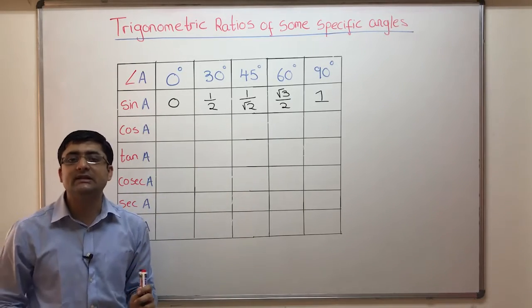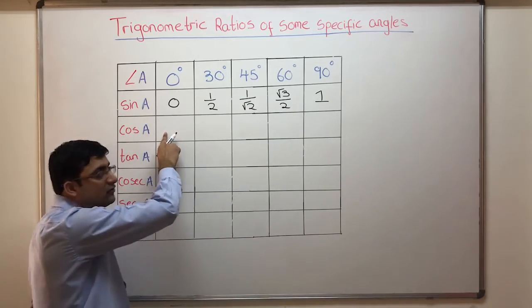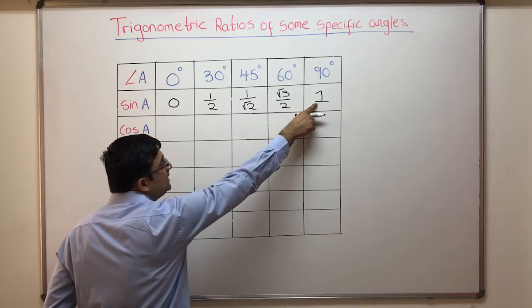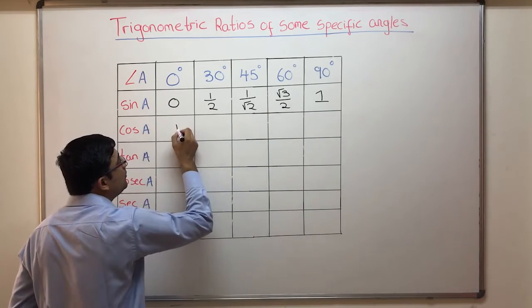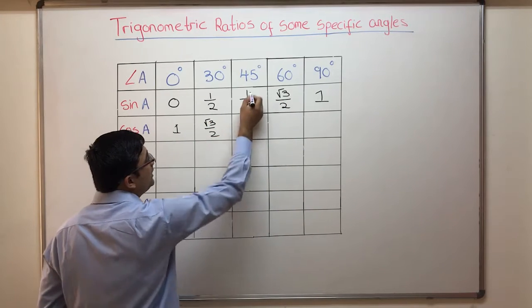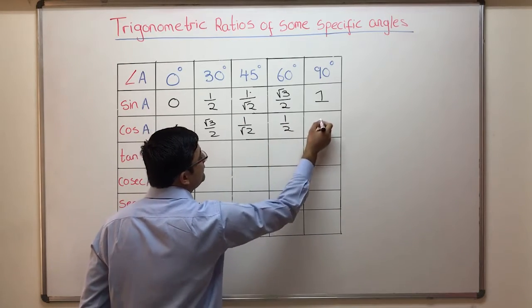Now let me show you how to get the other values. Whatever are the values of sine, to get the values of cos, just write them in reverse order. What I mean is, write these values in reverse order. So first value over here is last value here, 1. Second value, root 3 by 2. Third value, 1 by root 2. Then half. And then finally 0.